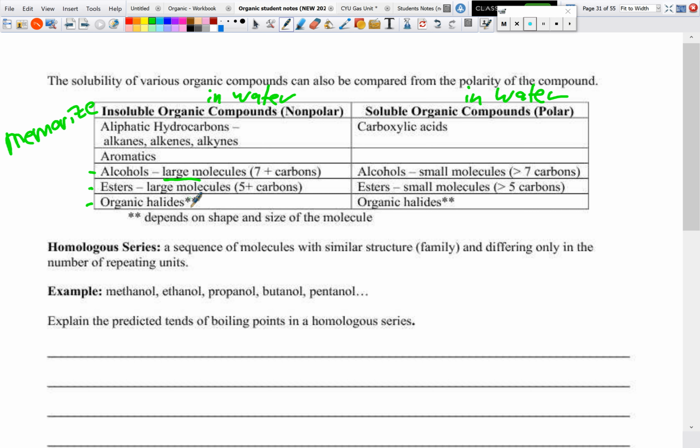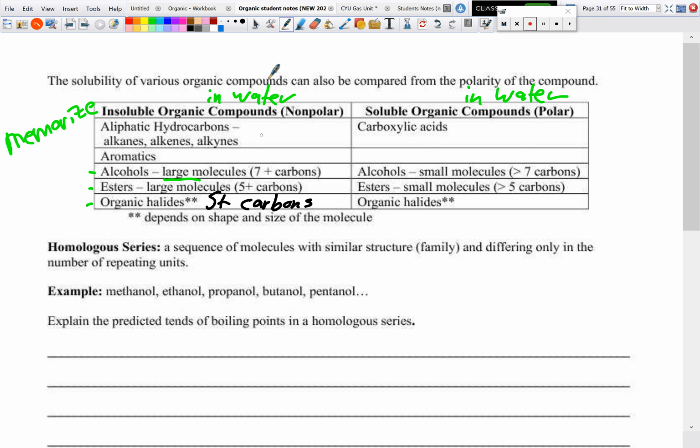Same thing with the esters, so more than 5 carbons in total. In organic halides, you can use the same rules as the esters. We'll go 5 plus carbons. I know this depends on the shape and size, but we'll just worry about the size. The shape is more of a university type organic chemistry, specifically with organic halides and the alkene molecules and everything.